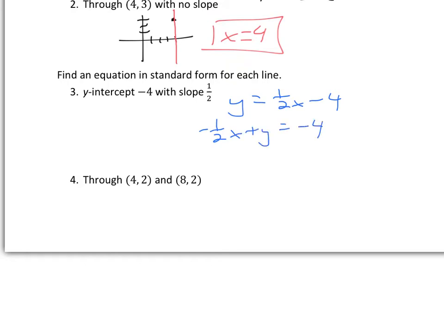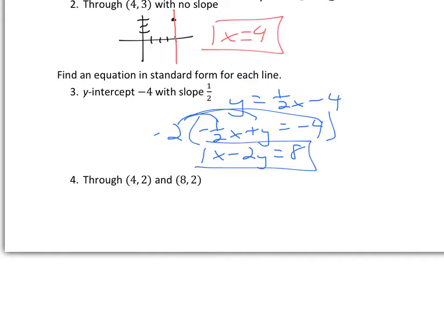I need to multiply everything by -2 because I want this number to be positive and a whole number. So x minus 2y equals positive 8, multiplying everything by -2.